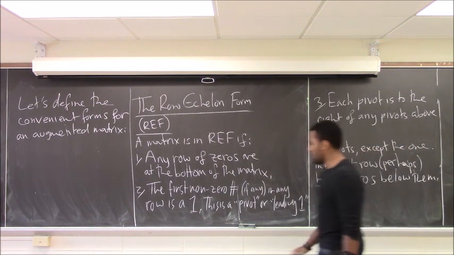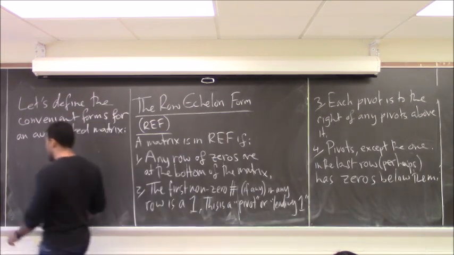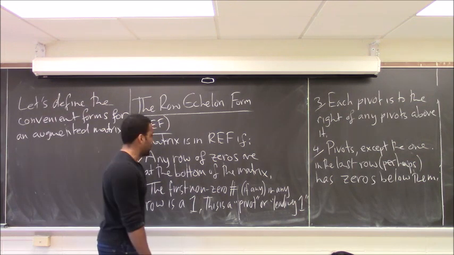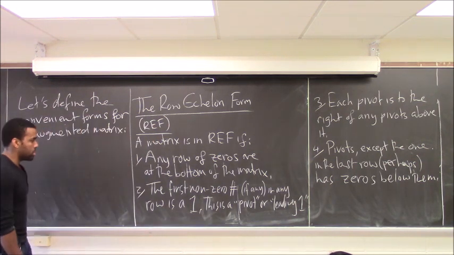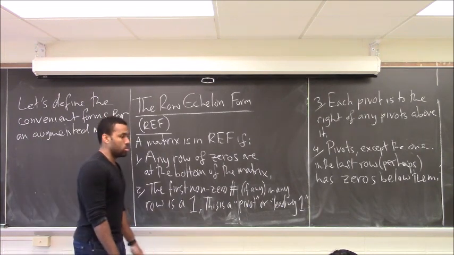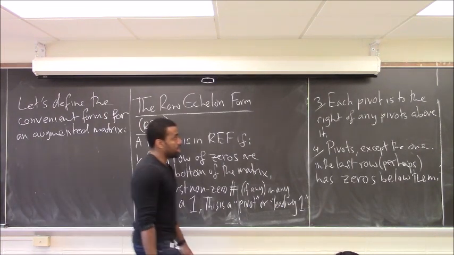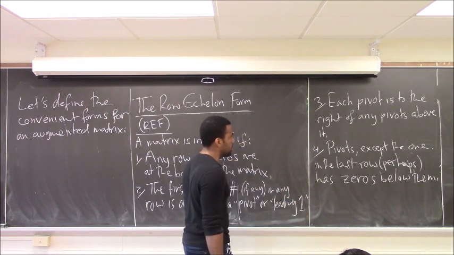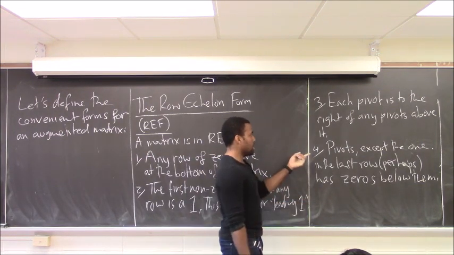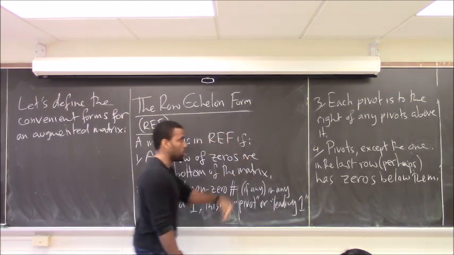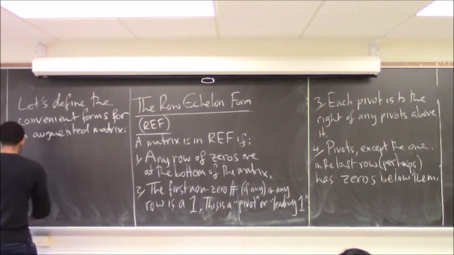Now if you look at the form that I marked with an asterisk, you realize that that form fulfilled all these criteria. There were no 0 rows, so that didn't really apply. But the first non-zero number in every row was a 1, you realize. You'd also realize that the 1 in the second row was to the right of the 1 that was in the first row. You'd also notice that, except for the 1 at the bottom, the 1 in the top had a 0 right below it. And they only had 0 below it.